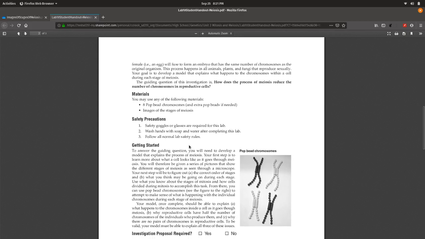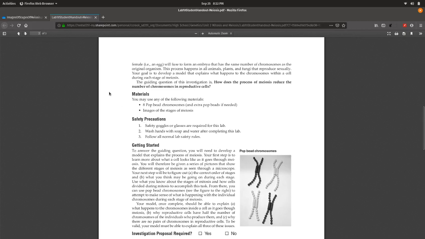There's this part right here where it says getting started. This will dive us into what you guys will be expected to do. It says to answer the guiding question, you will need to develop a model that explains the process of meiosis. We're going to use these beads to model meiosis, and you guys will need to do this in different ways. There's not just one way that you will do this. I'm going to show you one thing that you can do. Again, it does not need to be this way, and I'll give you some different examples of what you'll need to do.